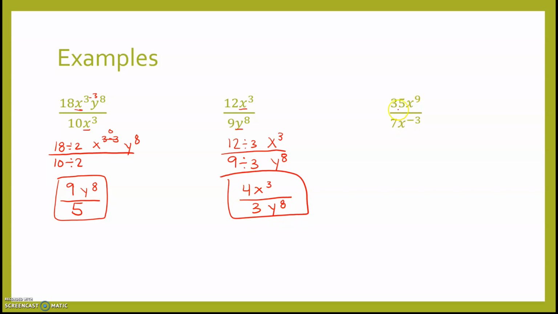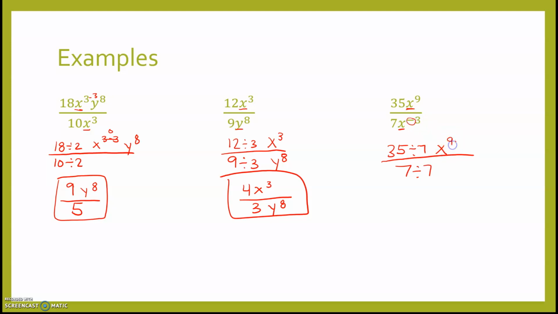Let's do one last one. What goes into 35 and 7? Well, we know 7 goes into both of them, so 35 divided by 7 and 7 divided by 7. Here we have x to the negative 3 and x to the 9th. These bases match, but here's the key. When you subtract up, that negative out front does not go away.